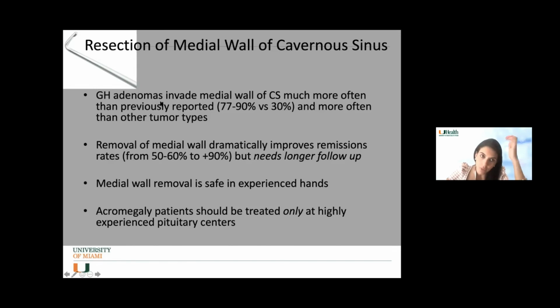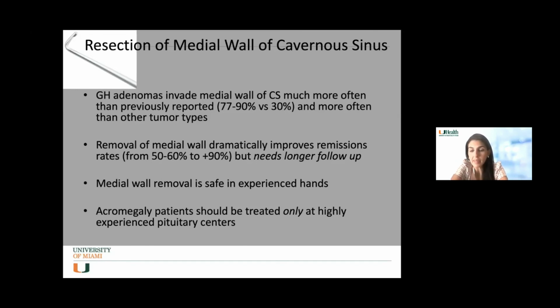So in terms of resection of the medial wall, what we're seeing is that growth hormone adenomas are invading it much more often than what we previously thought and what was previously reported. So about 75 to 90% as opposed to 30%, which is what we thought. It dramatically improves remission rates. We talked about 50 to 60% and even sometimes lower in the more invasive tumors as per the Hardy and the KNOSP criteria, to what we're saying now, more than 90%.